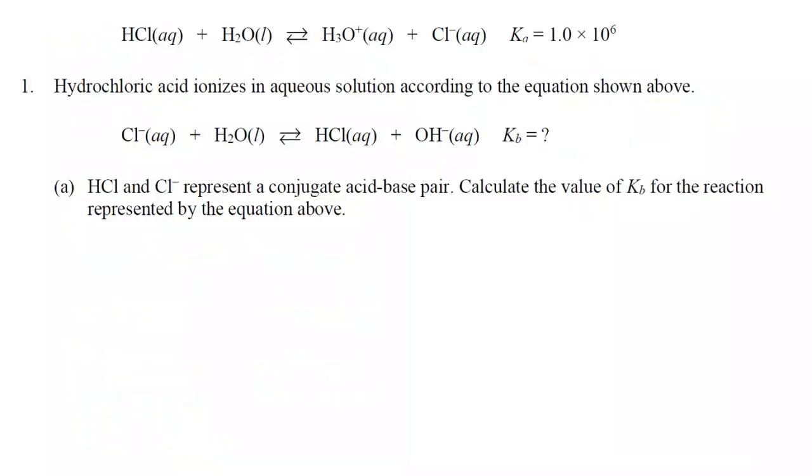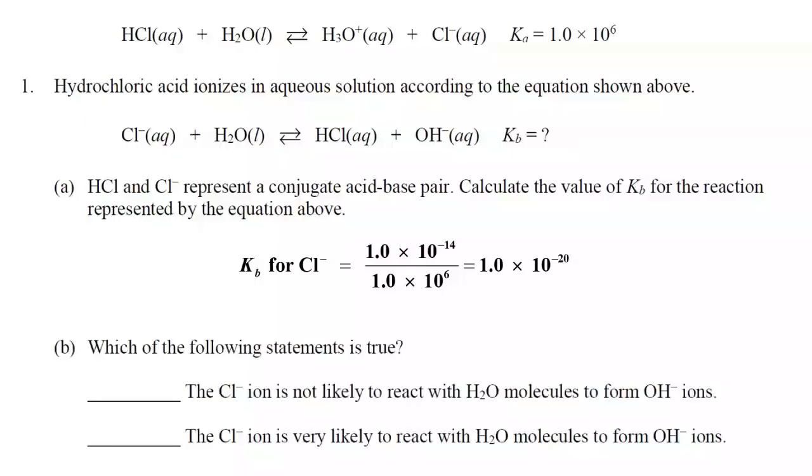So when we do this math, it will be Kw, or 1 times 10 to the negative 14, divided by the Ka, 1 times 10 to the 6 for the hydrochloric acid. And when we do that math, we get a very small value of Kb for the chloride ion, 1 times 10 to the negative 20. Now, the answer to part B should be obvious from this very small magnitude of Kb for the chloride ion.